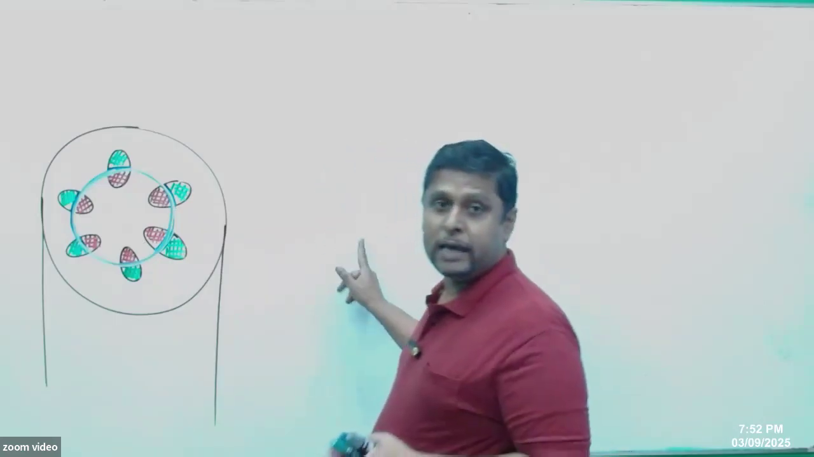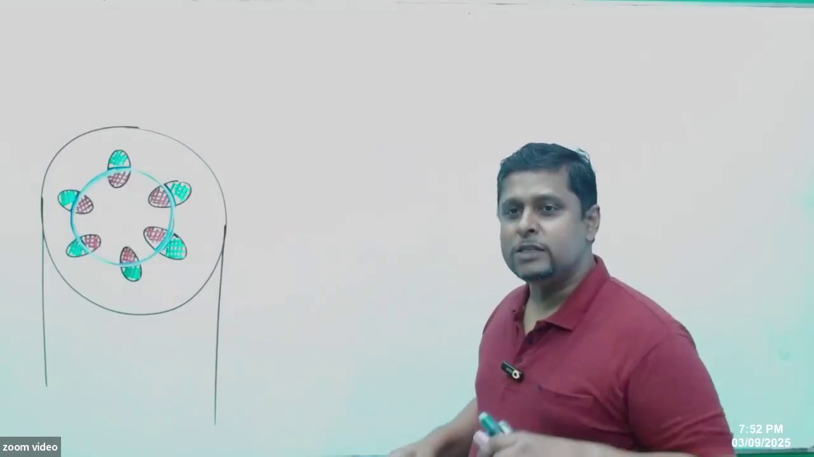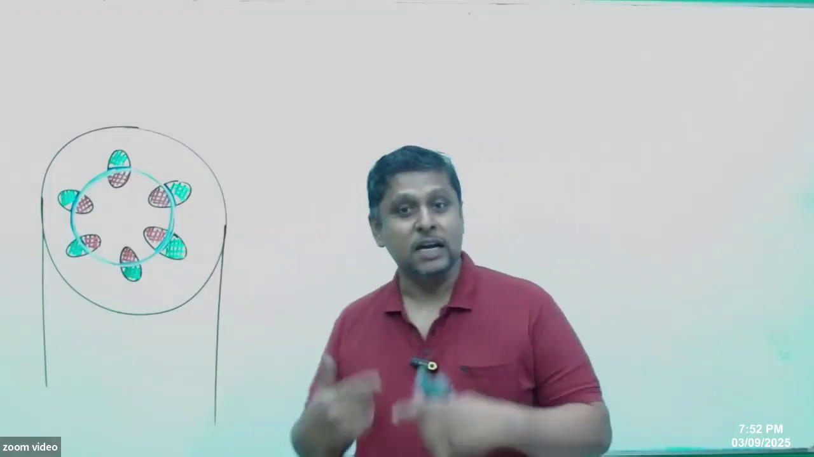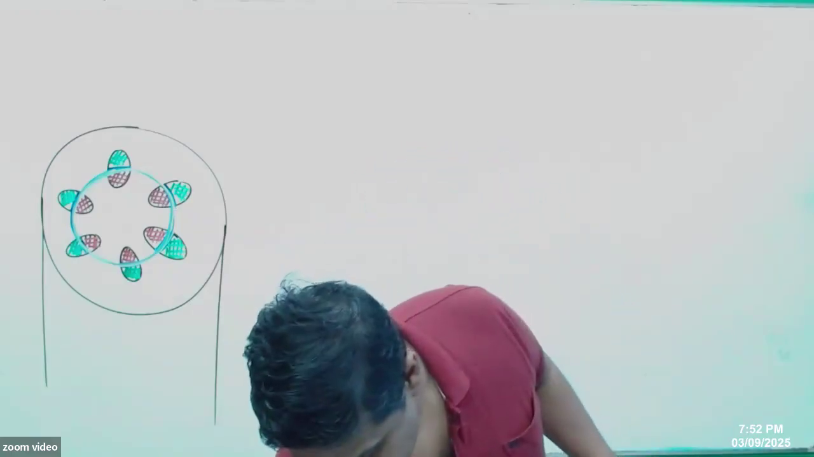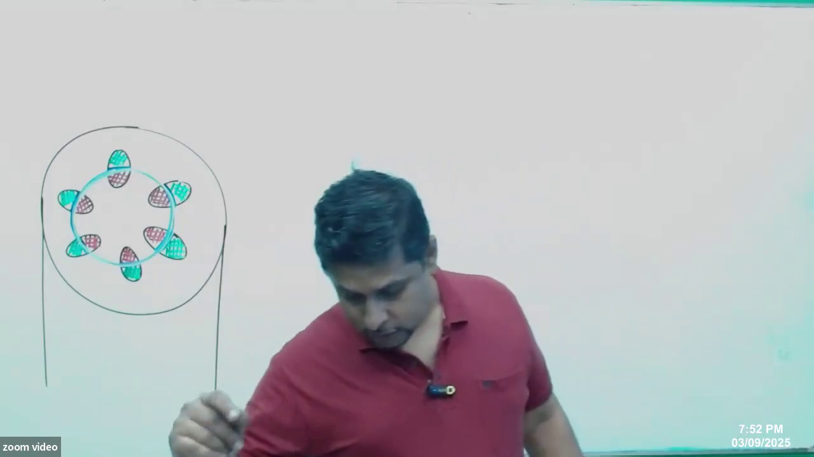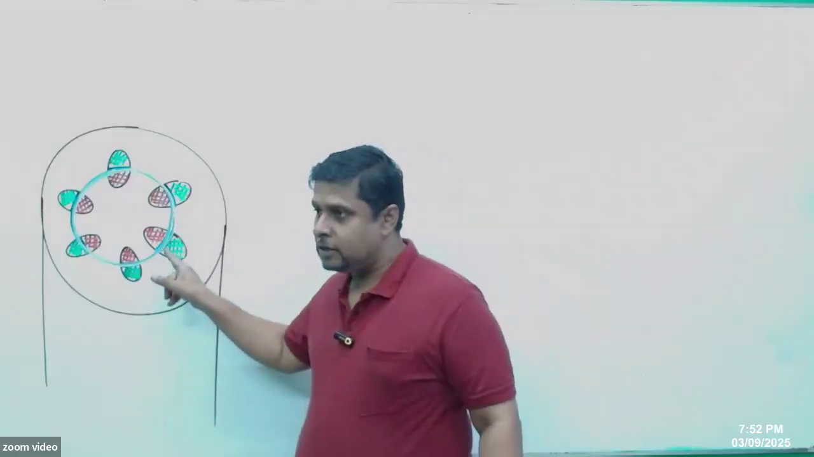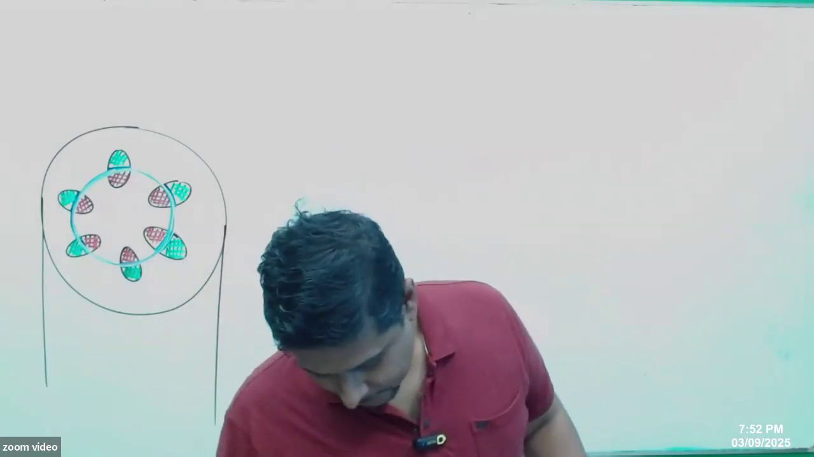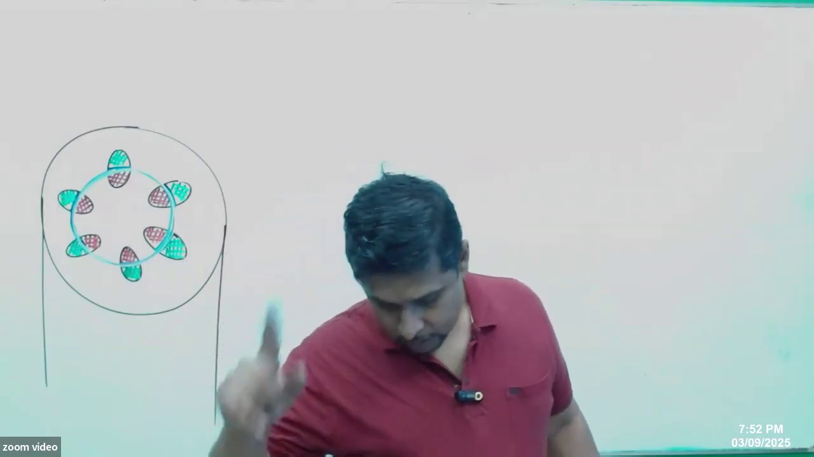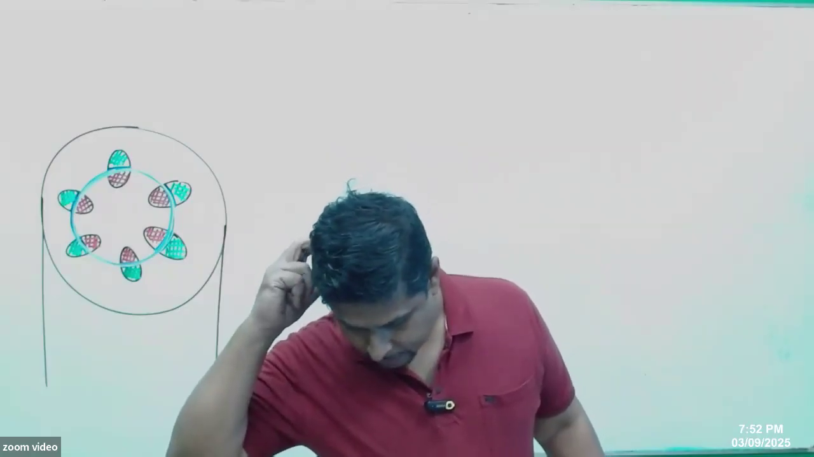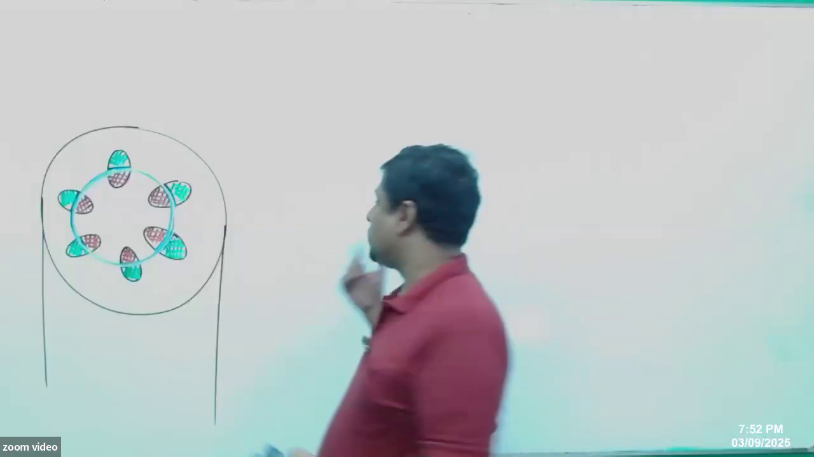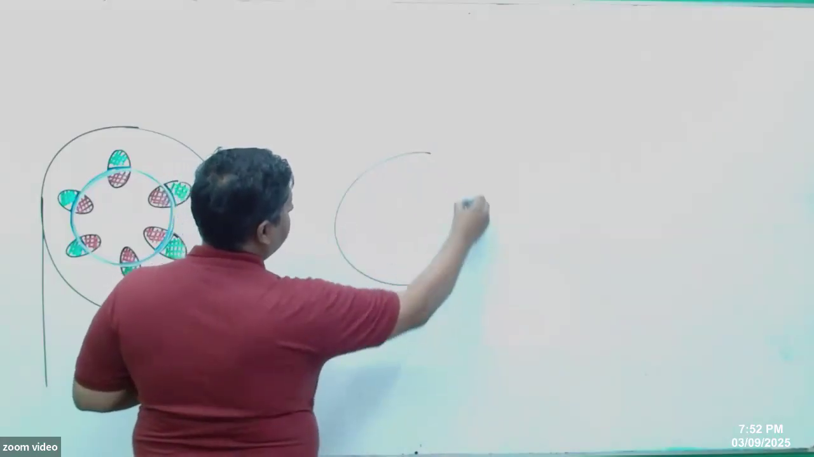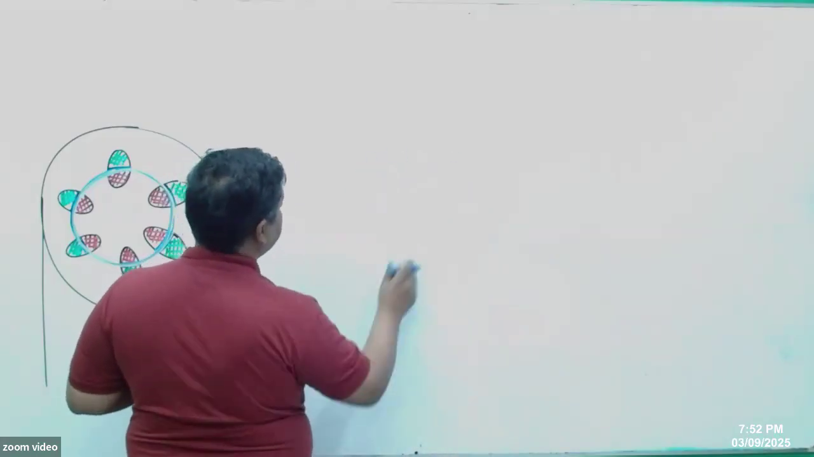So I have to draw the next diagram for that. Can you take a piece of paper and draw this second diagram with me? Vascular cambium adds secondary xylem towards the primary xylem, and secondary phloem towards the primary phloem. So I'm going to draw the next diagram. This is my vascular cambium.